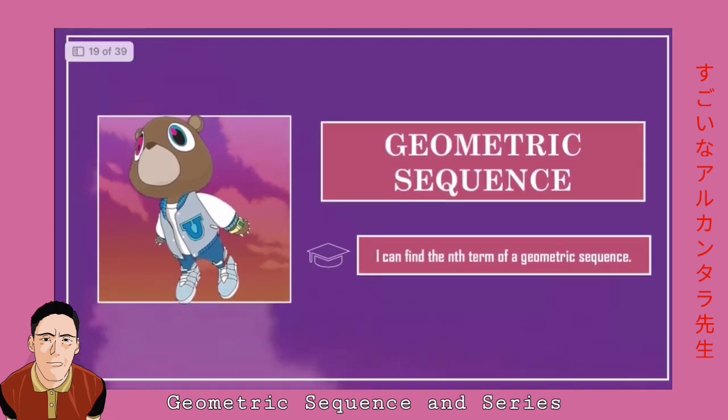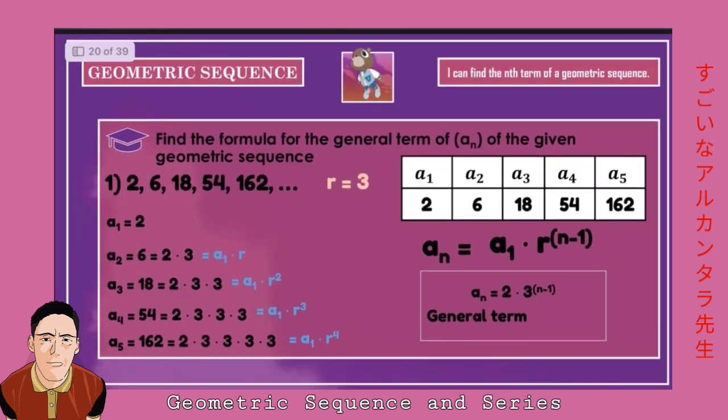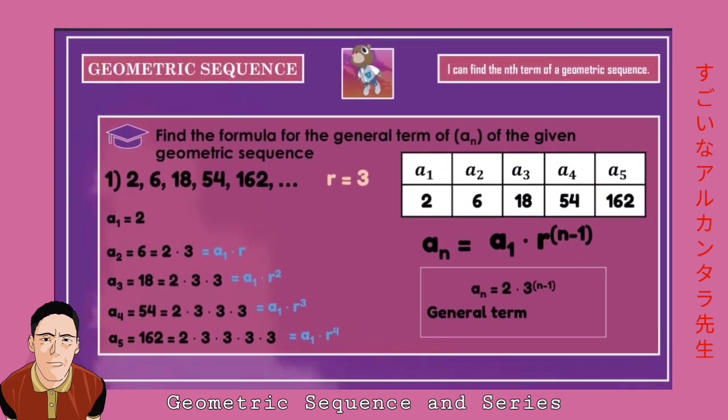So the next one here is, we'll try to find the nth term of a geometric sequence. In this case, it's important to take note that we're going to apply the formula for the geometric sequence, and at the same time we will try to find the general formula for the general term. So for example, here we have 2, 6, 18, 54, 162. You can notice here that the pattern is: first term 2, the second term is 6, which you can rewrite as 2 times 3. A sub 3, or the third term, 18, you can rewrite as 2 times 3 times 3.